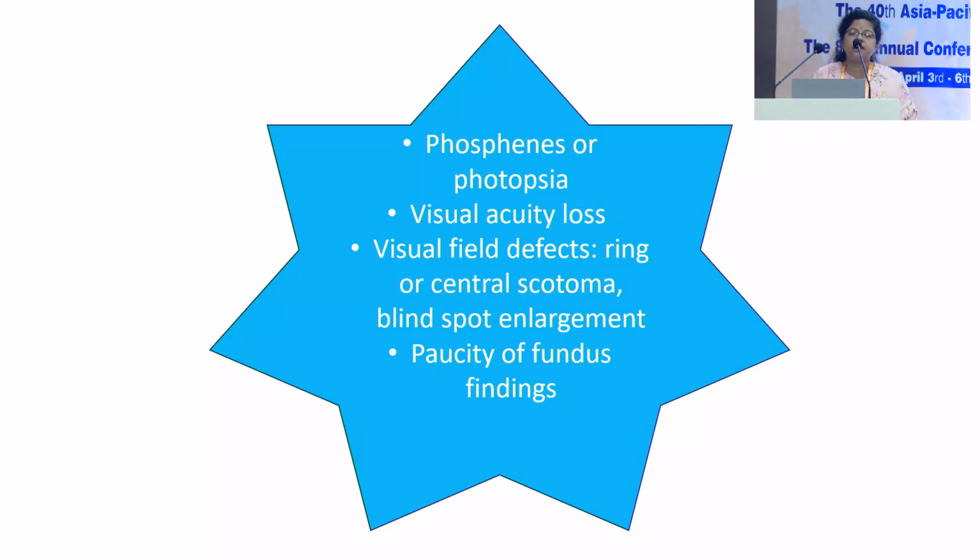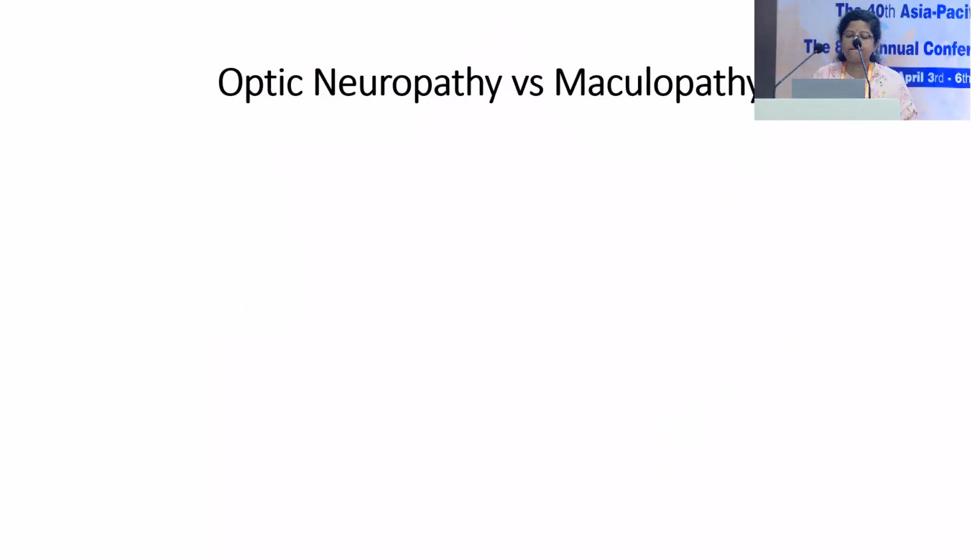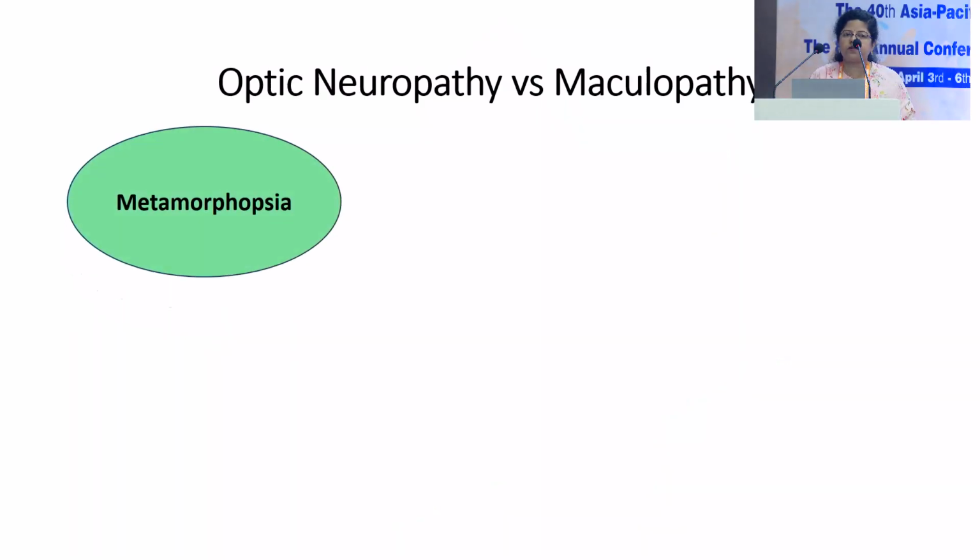So we will see that history and clinical examination are important in differentiating whether it is a retinal disease or a neuro-ophthalmological problem. Initially, one by one, we will go through the symptoms first. If the patient is giving metamorphopsia, that is usually a sign of macular disease, a distortion of objects, and it can be associated with central scotoma and micropsia.